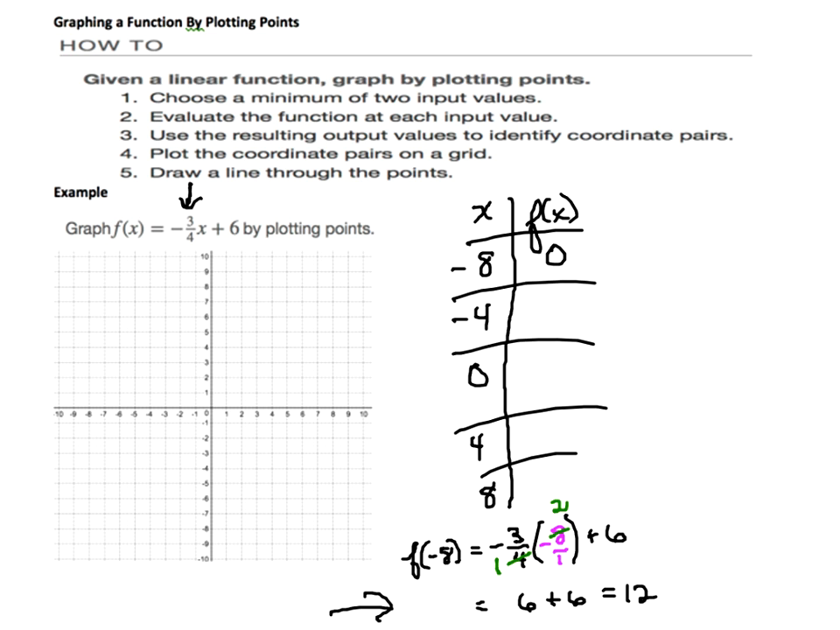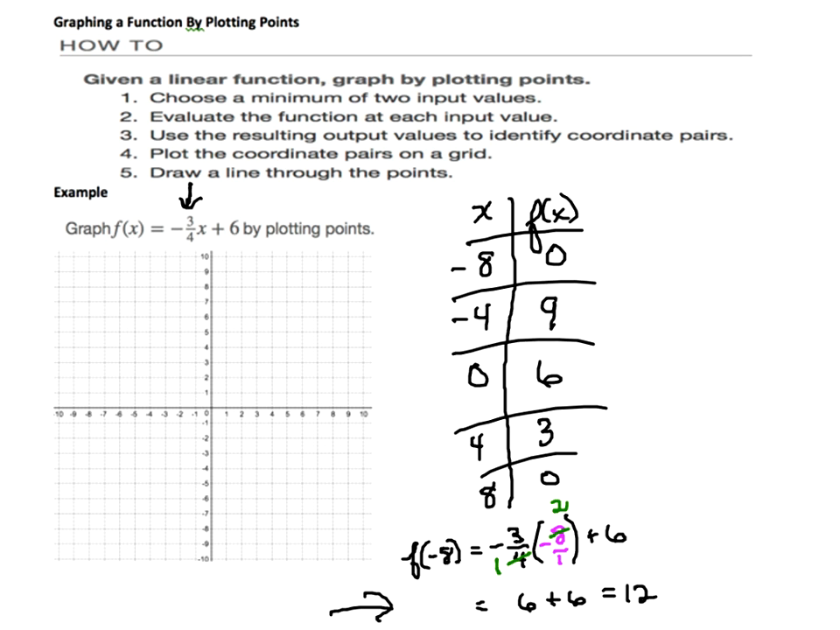Okay. Negative 3/4 times negative 4 is positive 3. Positive 3 plus 6 is positive 9. Negative 3/4 times 0 is 0 plus 6 is 6. Negative 3/4 times 4 is negative 3 plus 6 is 3. And negative 3/4 times 8 is negative 6. Negative 6 plus 6 is 0. Okay, I'm ready to put this onto my graph.